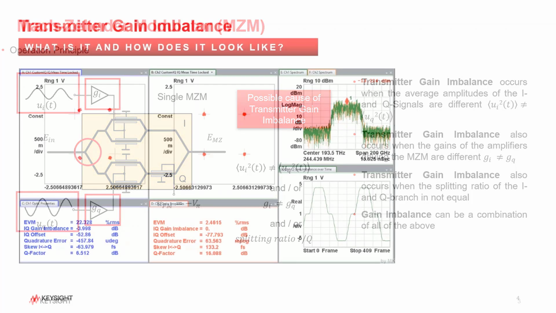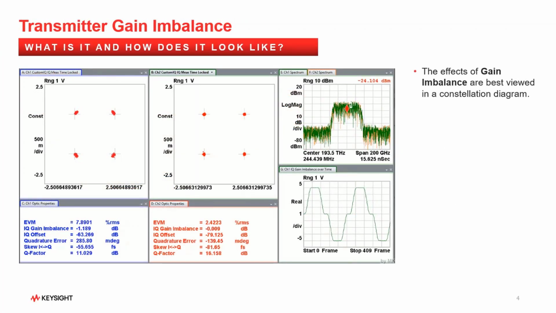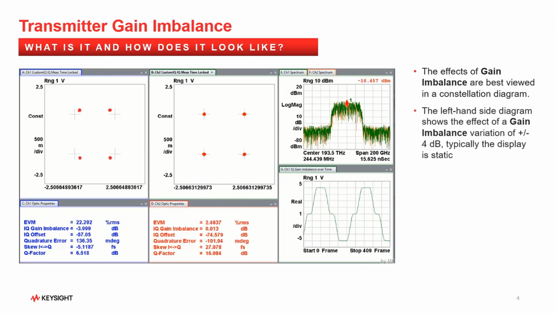The effects of gain imbalance are best viewed in the constellation diagram. As one can see, the spectrum in the upper right corner shows no change as a result of the gain imbalance. The constellation diagram on the left shows the effect of a variation in gain imbalance of 4 dB plus minus. Using the example of a QPSK, usually the imbalance is static as shown in the constellation diagram on the right, and with a negligible gain imbalance of minus 0.013 dB. For this illustration, the gain for the I and Q path was varied dynamically over time.